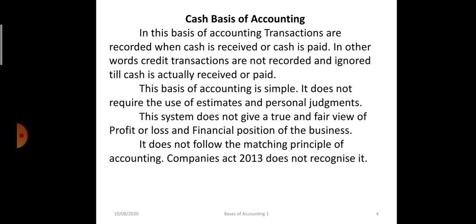So the Companies Act does not recognize the cash basis of accounting. Now see, the Companies Act is a very important act. It governs all the companies registered under this act. So the Companies Act doesn't recognize it, so no company can record or follow the cash basis of accounting, and this itself decreases the importance of cash basis of accounting. So many businesses are not following this system nowadays.